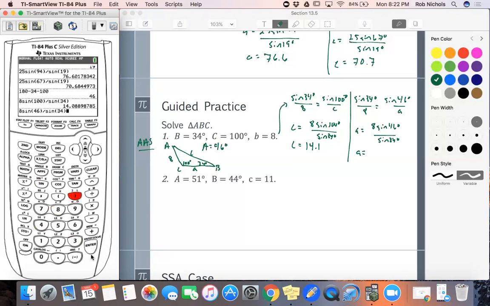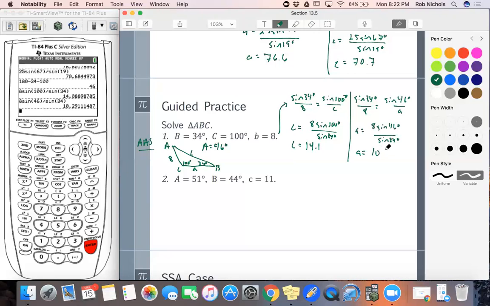And I get 10.3. All right, same thing for number 2. So this looks like we're going to probably have several acute angles, A, B, and C. A is 51 degrees, B is 44 degrees, side C is 11. So this is the ASA case, angle, side, angle.